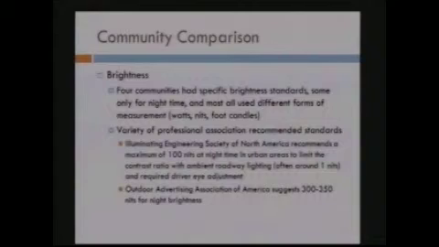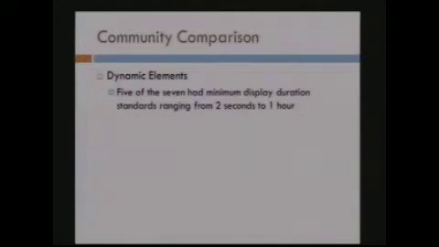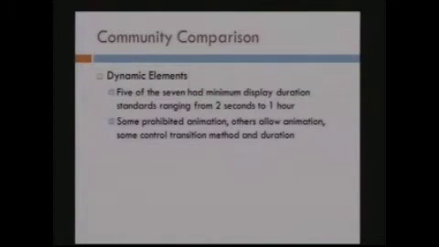The Outdoor Advertising Association of America recommended somewhere between 300 to 350 nits for nighttime brightness. This is actually an extrapolation from a foot candle standard that organization was promoting, which is really their recommended method, and we'll talk a little bit about the different methods of measuring the brightness of these types of displays. As we looked at dynamic elements, 5 of the 7 communities had minimum display duration standards, and those ranged a great deal from 2 seconds to 1 hour in certain instances. Some prohibited animation, others allowed animation, and some controlled transition method and duration between messages, so there really were a variety of standards incorporated there as well.